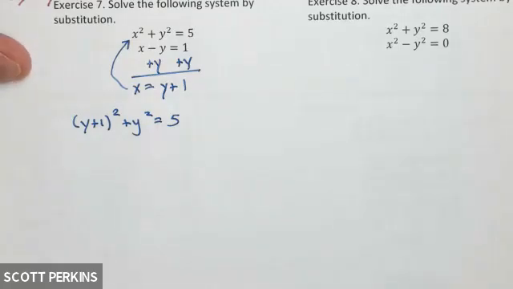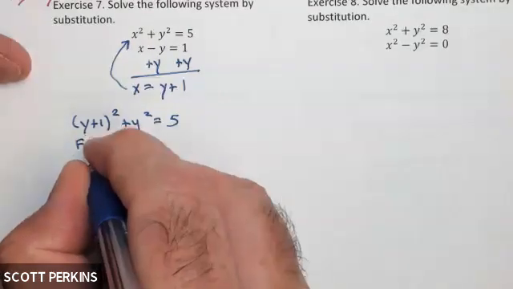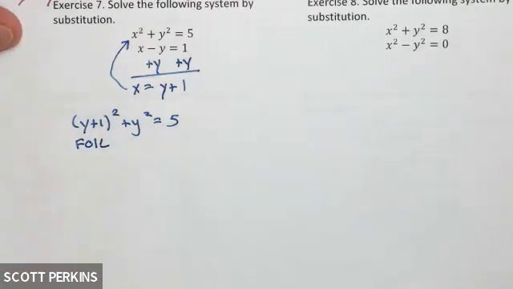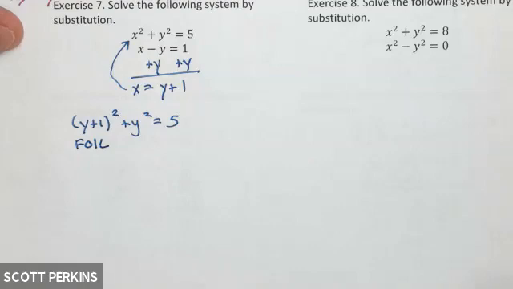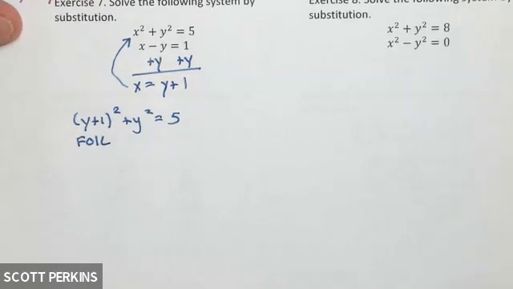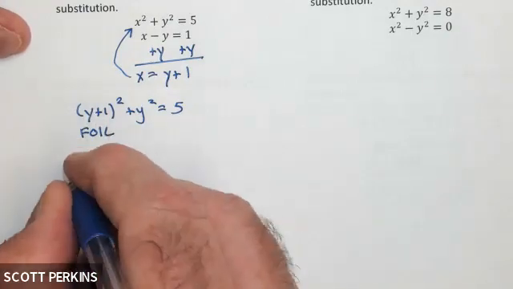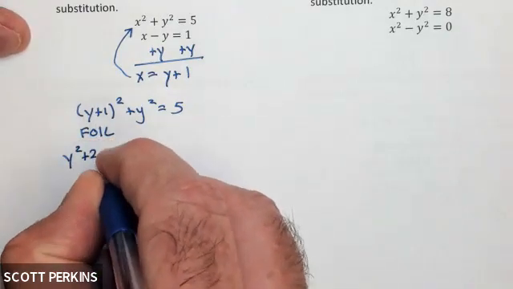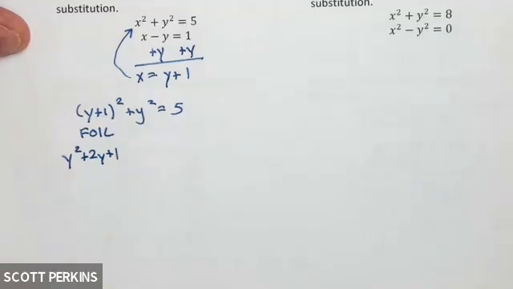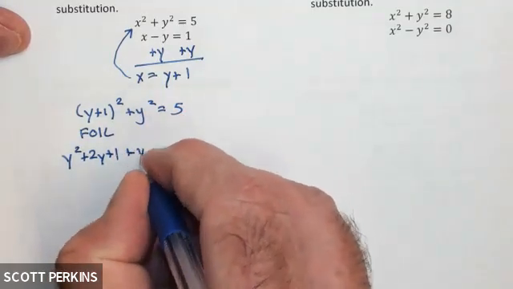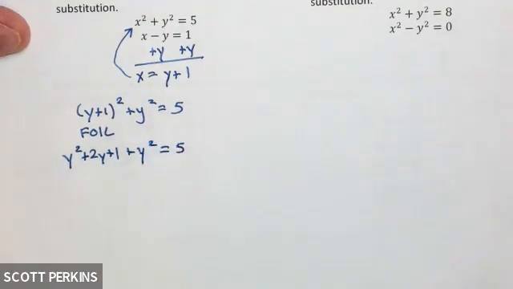Okay, I'm going to FOIL. So this (y plus 1) squared, FOIL. Please do not just say (y plus 1) squared is y squared plus 1. It's not. That's going to cause you problems in just a moment. When I FOIL this, you should get y squared plus 2y plus 1. And then I have plus the other y squared equals 5.